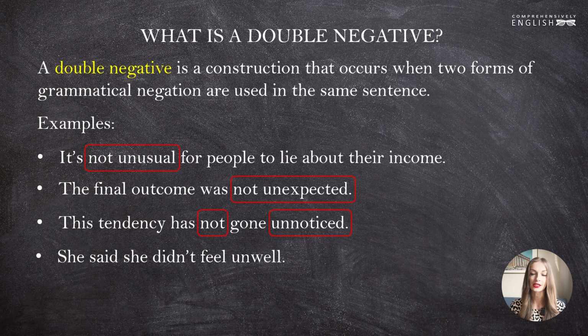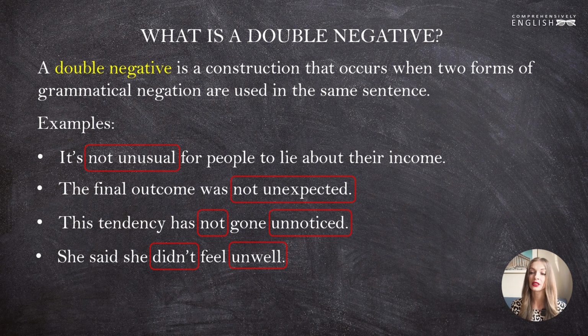She said she didn't feel unwell. The particle not is connected to the auxiliary verb did here, so we have didn't as the first form of grammatical negation, and the second form of grammatical negation here is our adjective unwell. Un is a negative prefix.